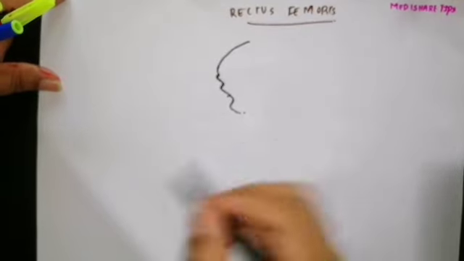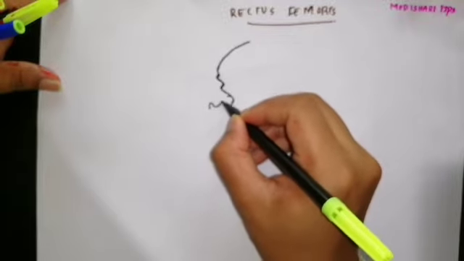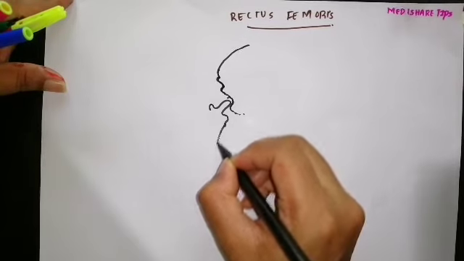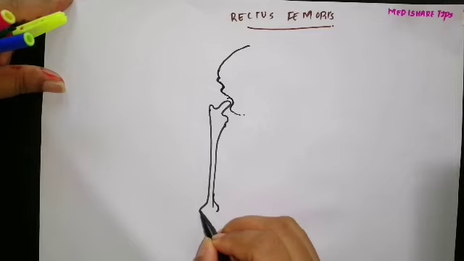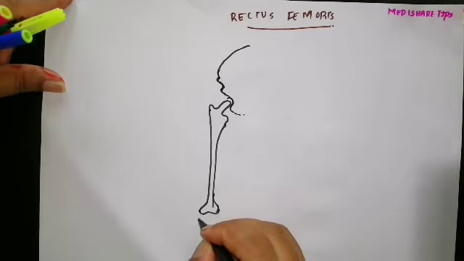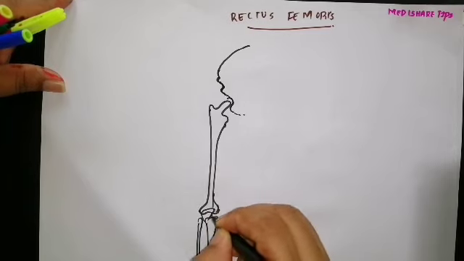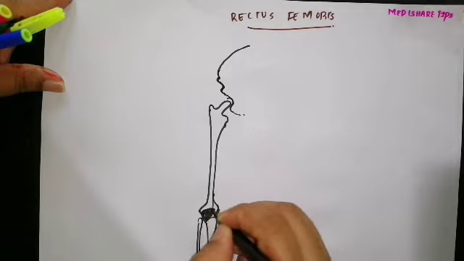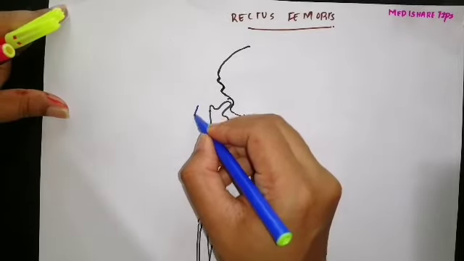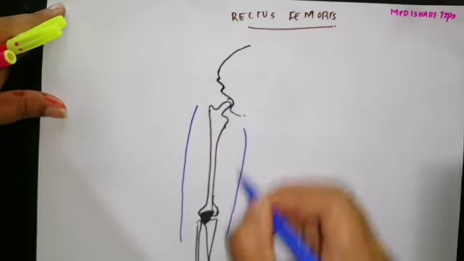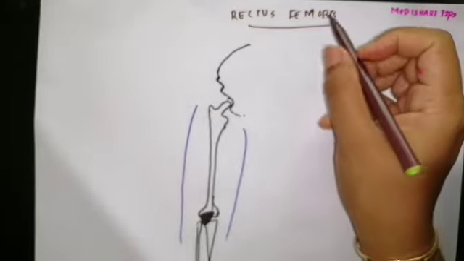We have the trochanter, head of femur, lesser trochanter. This is the femur. I have the fibula here. This is the tibia. We have the patella here. This is the patella. So what we are going to discuss is the rectus femoris muscle.